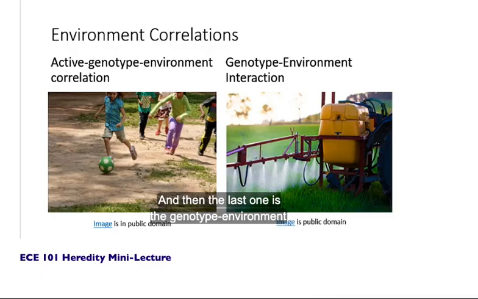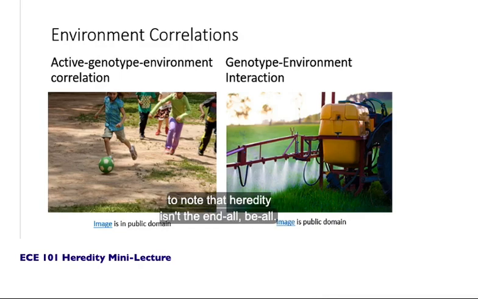And then the last one is the genotype environment interaction. And that essentially says that depending on your genes, you may be more sensitive to certain environmental factors than others. So in the instance of pesticides, you may be more genetically likely to develop cancer from that exposure than someone else. So there's all these different ways of looking at how nature and nurture interact.